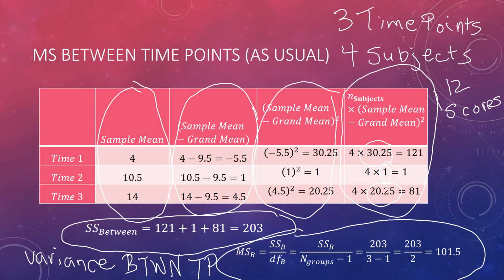So the MS between is the variance between time points, basically. It takes into account the sample sizes though. So it's the sum of squares between divided by the number of groups, or the number of time points, minus 1. And so we get 203. And then we have 3 time points minus 1, so that's 2. So 203 divided by 2 is 101.5, and that's basically the variance between the time points. And we want to see if this variance between the time points is statistically significant, and if it's big enough, then that indicates that there is a difference in the average scores for each of the time points.